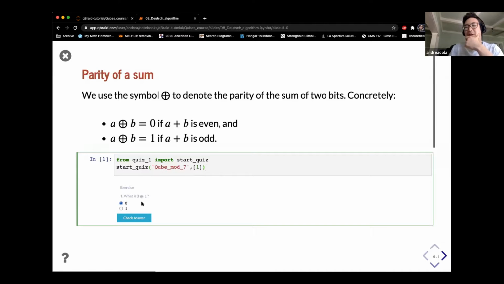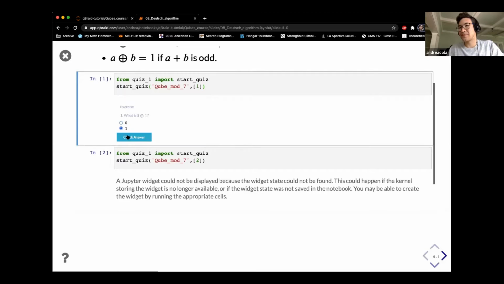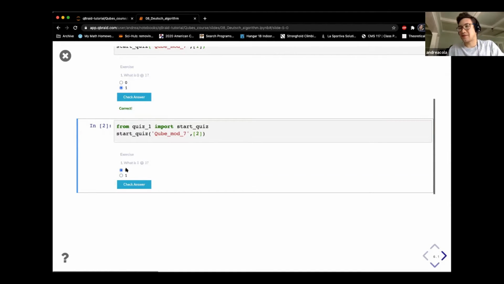What is 0 plus 1? Sorry, 0 XOR 1. Any guesses? Yeah, 1, it's odd. Okay, I just have to check that I'm making sense. Good. That's the correct answer. Now, 1 XOR 1. Okay, I think you guys get it. This is 0.